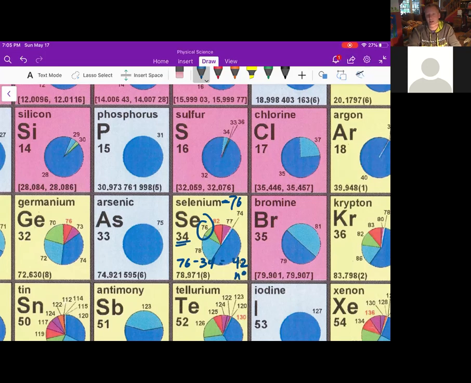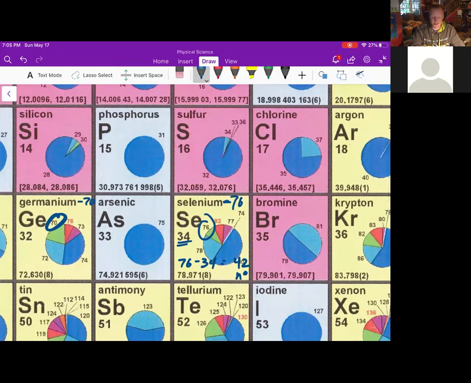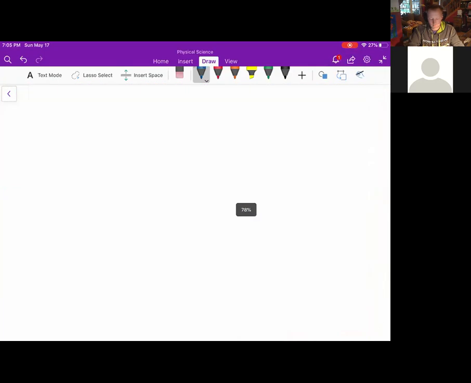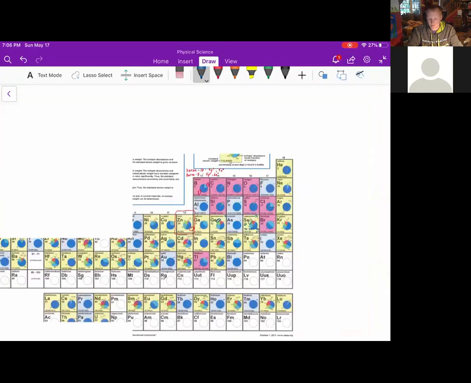I want you to be able to tell me if you are given a germanium that has 38 neutrons in it, what do you call it? Well, you would call it germanium 70, and you type that out just like that. And that is about all there is to it.